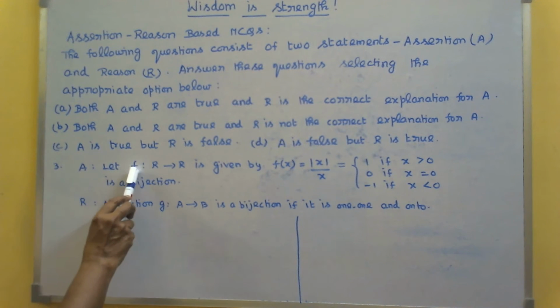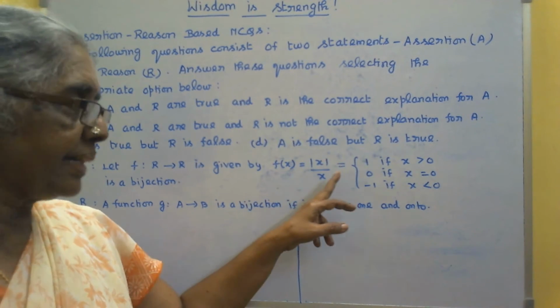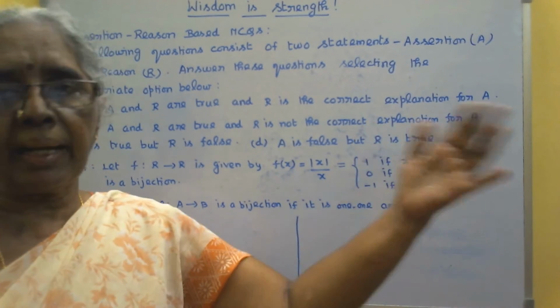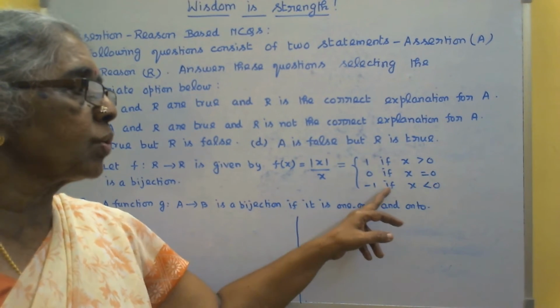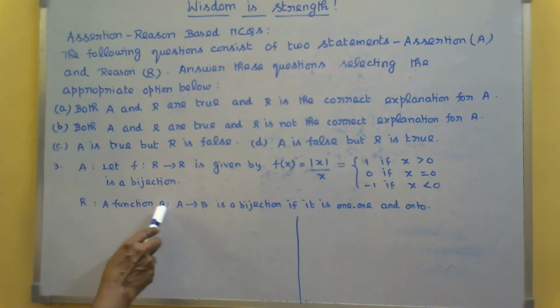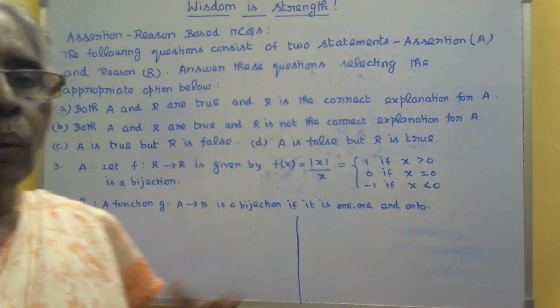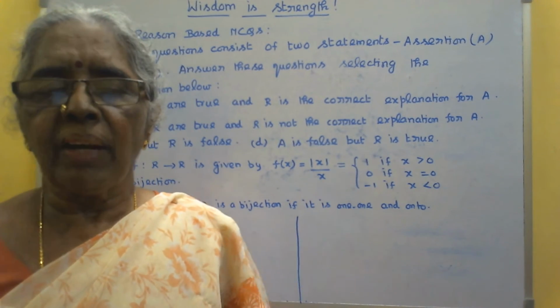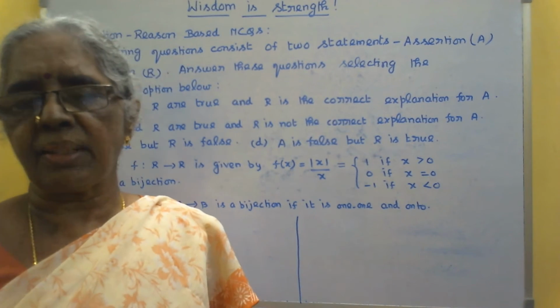Assertion. Let f from R to R be given by f of x is equal to mod x by x, that is equal to 1 if x greater than 0, 0 if x is equal to 0, minus 1 if x lesser than 0. The reason is a function g from A to B is a bijection if it is 1-1 and onto. Wherever there is something like a definition, you can first check that, it is easier for you.